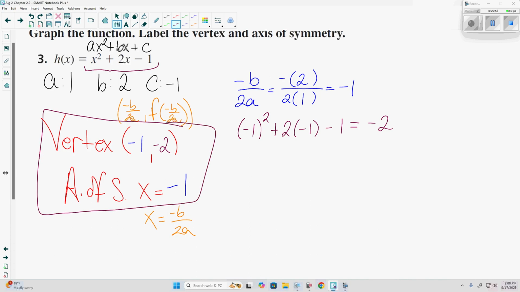And especially if you're typing it in and you're plugging a value in, you're not sure if you need the parentheses or not, go on and put them. Because if you have them and don't need them, it's not going to mess anything up. If you need them and don't have them, it is going to change the value. Questions on how we found the vertex or axis of symmetry? We're ready for the next one.